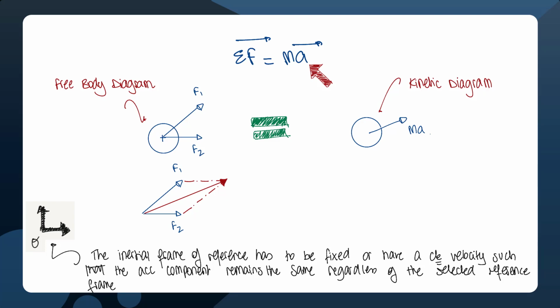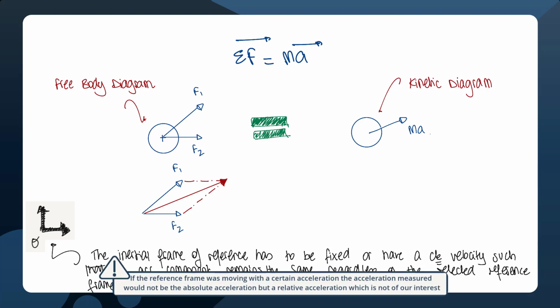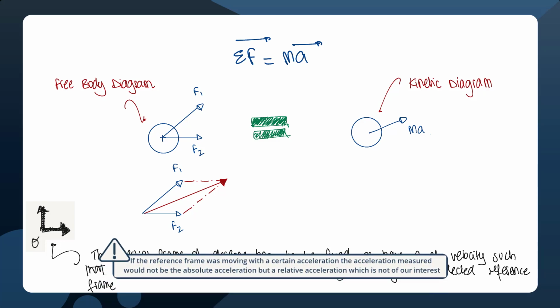So if you select a reference frame that is moving at a constant acceleration, when you're calculating the actual acceleration of your particle, this value would actually be flawed. It would have a sort of noise because of the moving reference frame. Now if the reference frame is fixed, or it has a constant velocity, whatever reference frame you pick, the acceleration component you would get for the particle under analysis would be exactly the same.